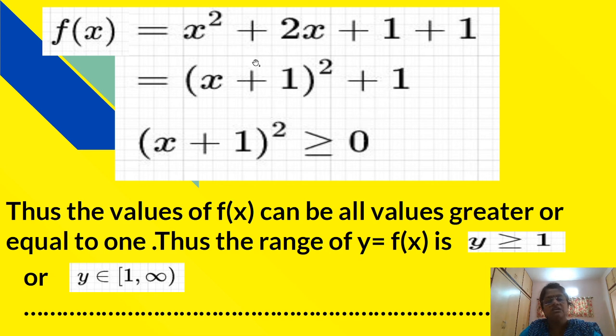Thus we will get f(x) greater than or equal to 1, because this value is greater than or equal to 0 and +1 is there, and therefore f(x) will be greater than or equal to 1. Thus the values of f(x) can be all values greater than or equal to 1, and thus the range is y = f(x), y greater than or equal to 1, or y belongs to [1, infinity).